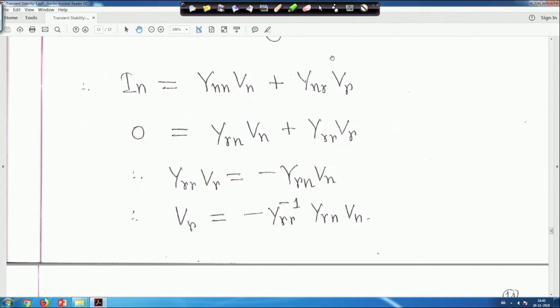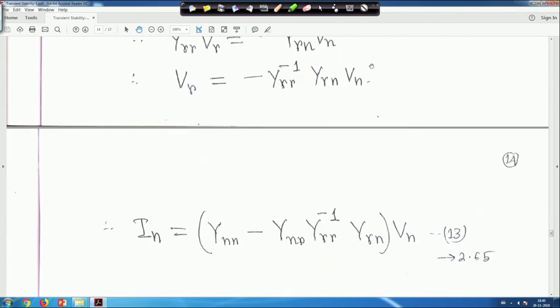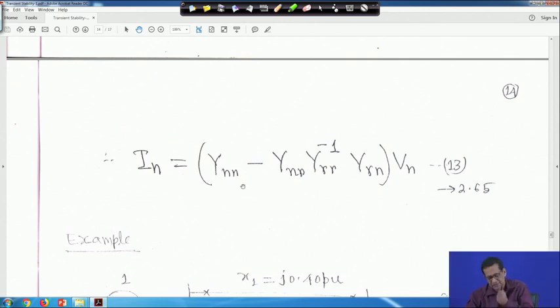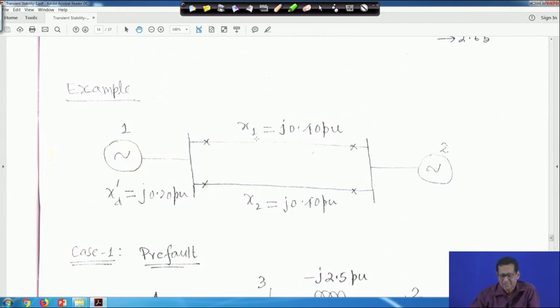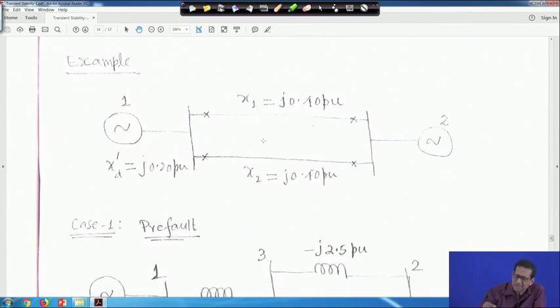So, that is why here we are writing, if you substitute you will get In is equal to Ynn, whatever I showed, minus Ynr Yrr inverse Yrn into Vn, right. This is equation 13. Now, this is actually the reduction. So, all these things have been done. We will take a small example, right. I hope everything is readable. This is a scanned copy of my notes.